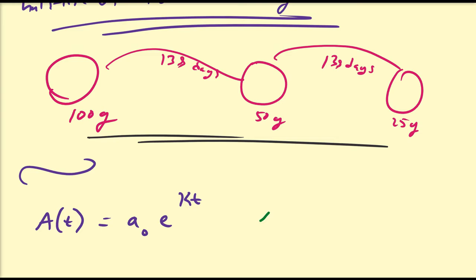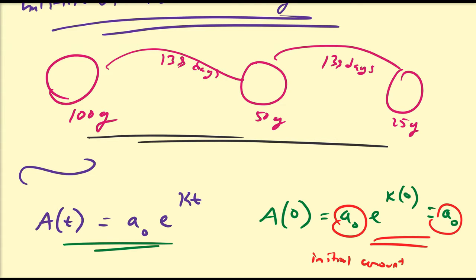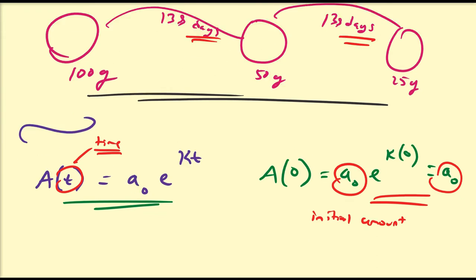As we already know, if this is our model, then A of 0 is going to be equal to A0 e to the k times 0, and that's just going to be equal to A0. So it's obvious that this number A0 corresponds to our initial amount. And usually t is represented in time in terms of the units that we're working with. So for polonium-210, our unit would be in days.